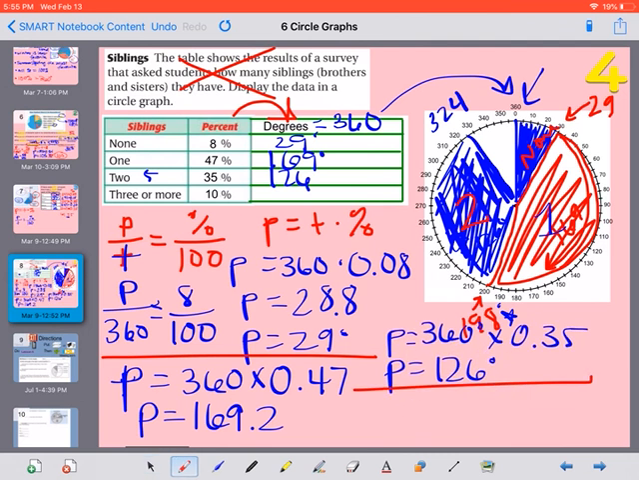So for this last one, 360 times 10%, or 0.1, will give us the part of the circle that we need to fill in. 360 times 0.1 is 36. From 324 to 360 is 36 degrees. That's the amount that had 3 or more siblings. 3 or more.